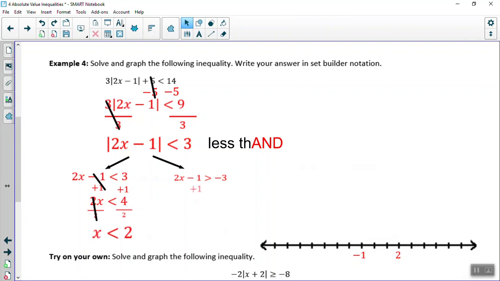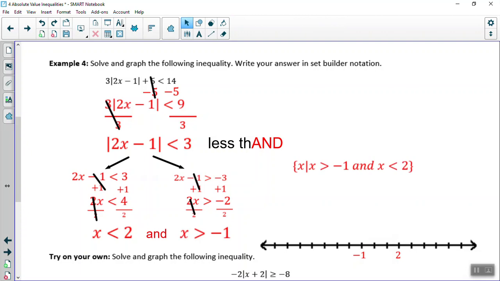All right, this side, we're going to add 1 to both sides. Well, now we're down to 2x is greater than negative 2. Divide both sides by 2. And we have x is greater than negative 1. Okay, and then we have an and. All right, so what does this look like in set builder notation? So we can write it this way. Okay? x is greater than negative 1 and x is less than 2.